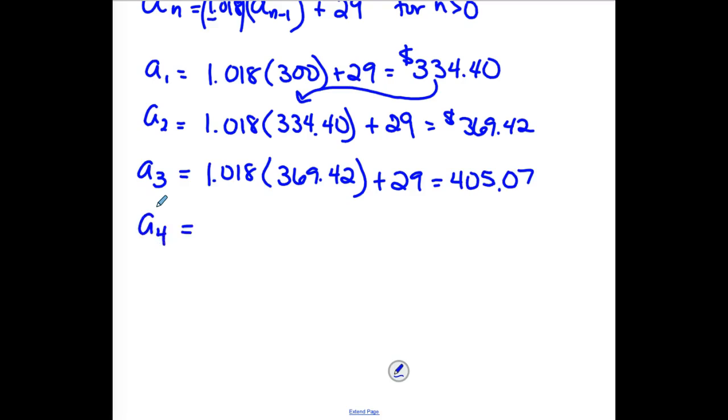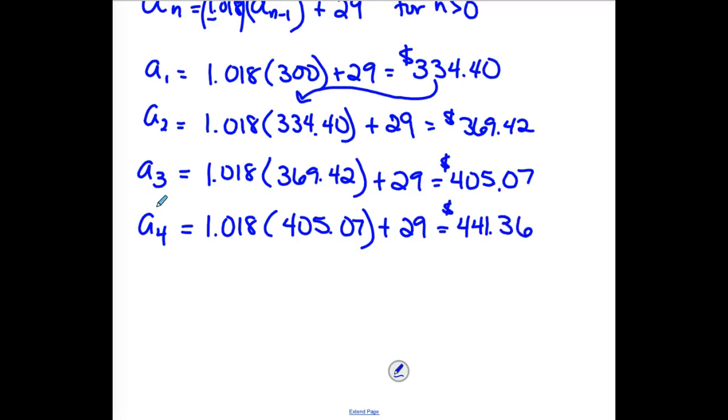My fourth bill comes in the mail. They are charging me an extra 1.8% of my $405.07 that I haven't paid off, plus my $29 late fee. And so now when I go to pay it off, I actually owe $441.36. So my initial charge was $300, but I haven't paid it for 3 months, so I kept getting this interest payment plus a late fee payment, and now I owe $441.36. So an extra $141 just because I didn't pay it off.